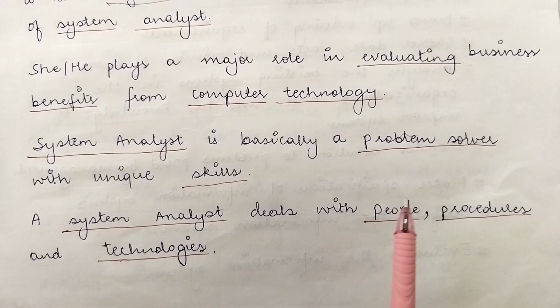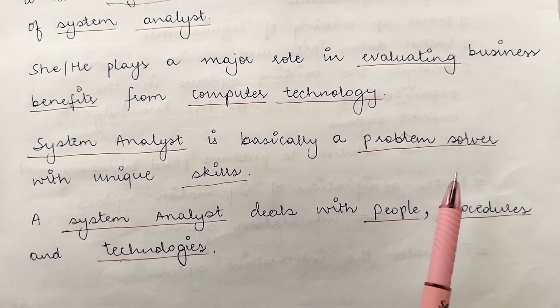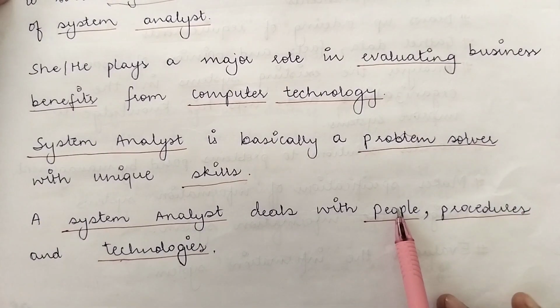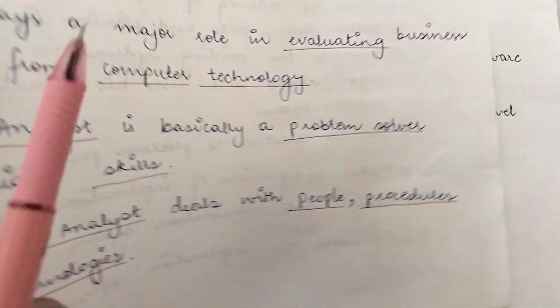Then there are the procedures, that is, the way of working of an organization, and the new information system should be designed according to the procedures of any organization. And third is technology, that is, what technologies would be used for the development of an information system. So these are the three major things that any system analyst deals with: people, procedures and technologies.